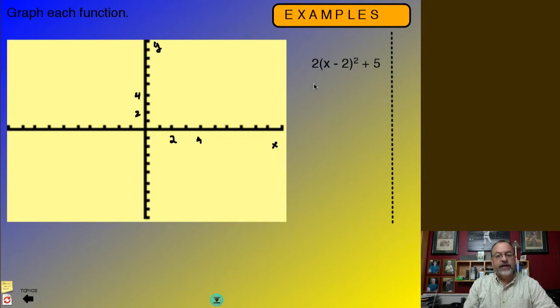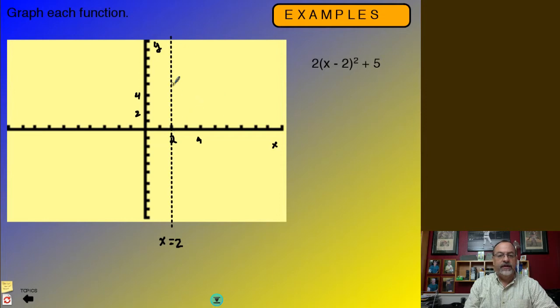The 2 is a stretch, so it's going to be a narrower parabola than the parent. And this is a negative 2, so that means it's a shift to the right 2. So my axis of symmetry is at x equals 2, so I'll write that on there. The vertex is along this axis, and it's shifted up 5. So my vertex is going to be about right here. It's positive, so it opens up, so I can go ahead and label my vertex there.